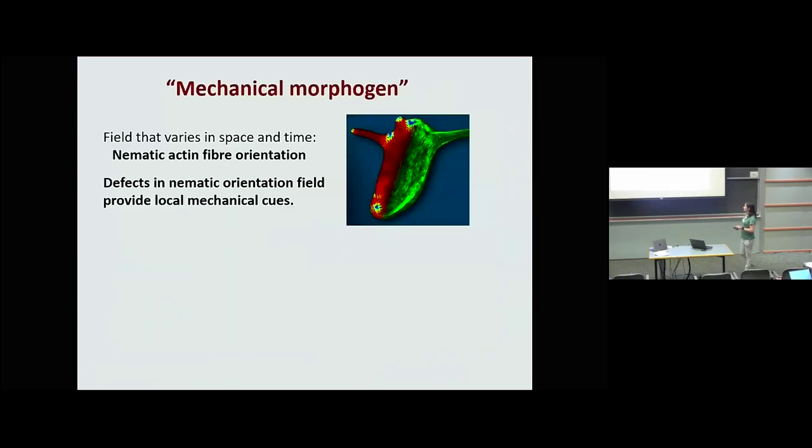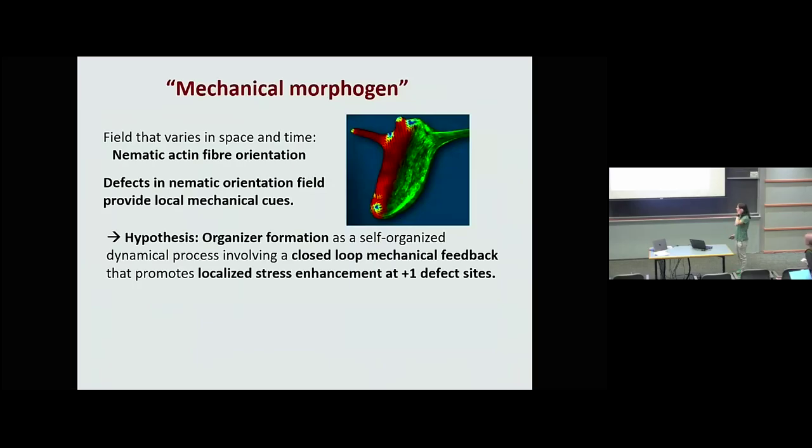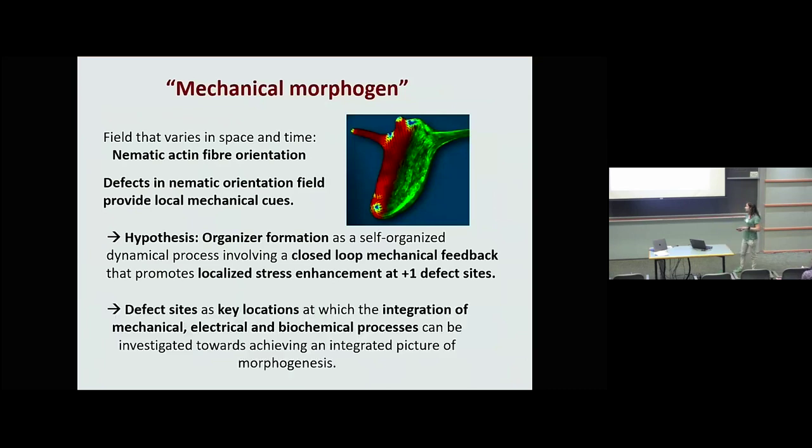Okay, so to summarize, I'll just leave you with this idea of the nematic organization of the actin fibers as this mechanical morphogen. So it's a field that varies in space and time, and defects in this field provide local mechanical cues. And our hypothesis that we're suggesting is that the organizer formation occurs as a self-organized dynamical process through a closed-loop feedback that promotes the localized stress enhancement at the +1 defect sites. And really, this identifies the defect sites as key locations at which the integration of all these multiple processes is likely to be taking place.